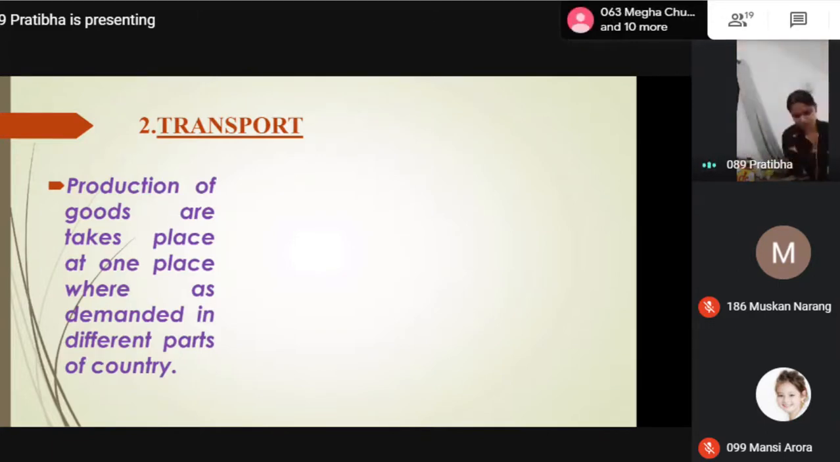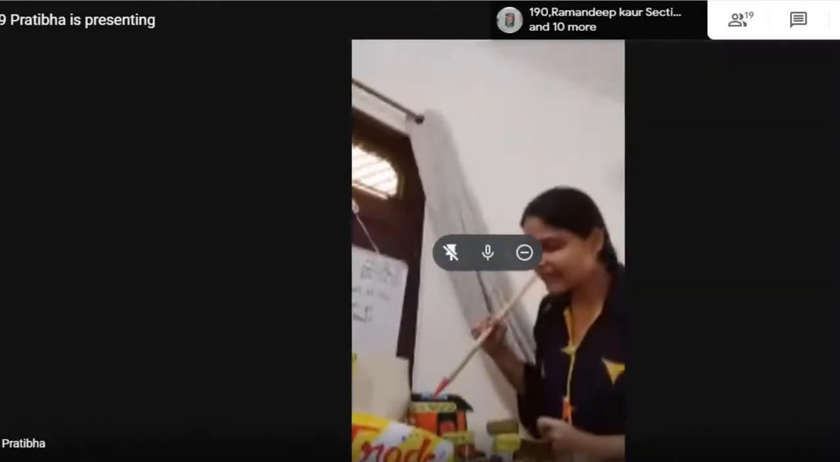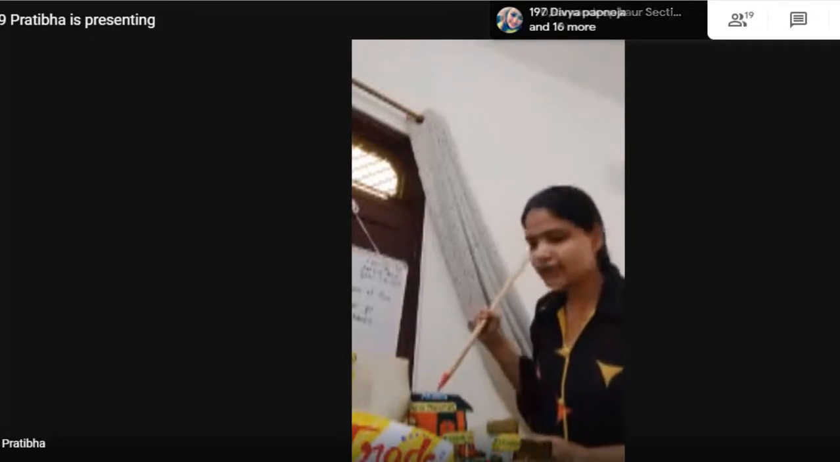The next part of the model is transportation. This is the scene of a transport hub. Here, loading and unloading of goods takes place. It provides services 24 hours.